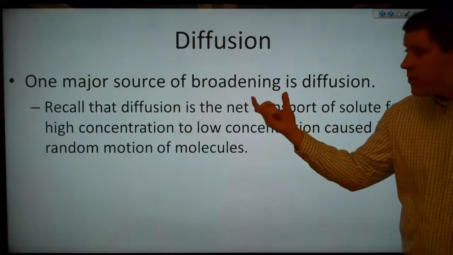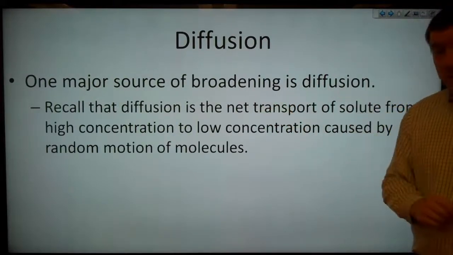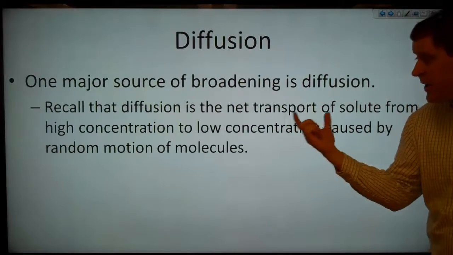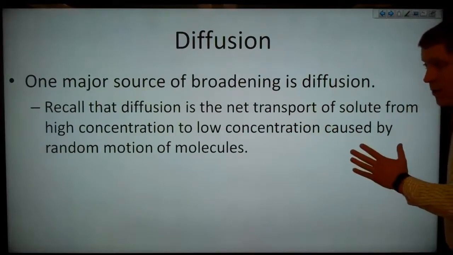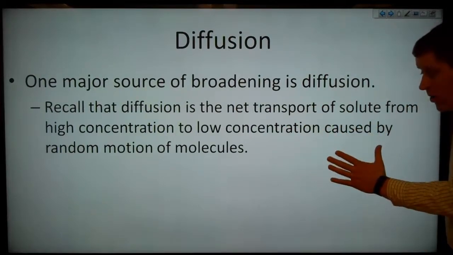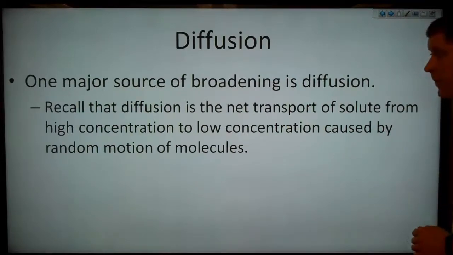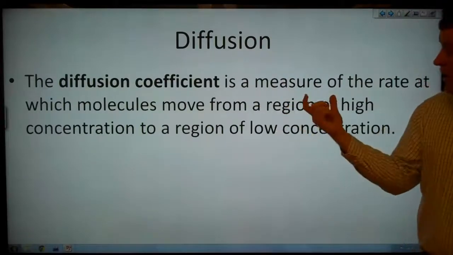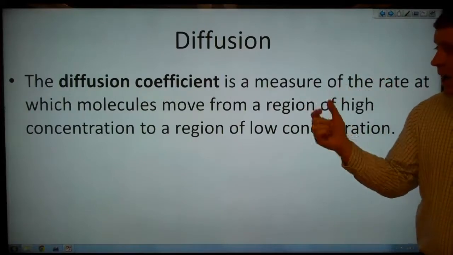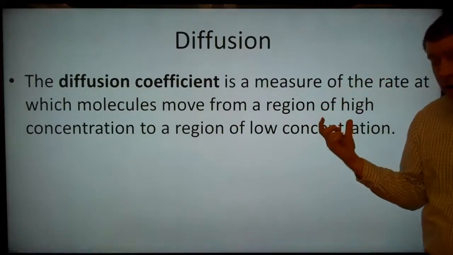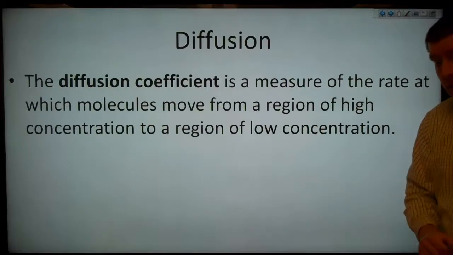One major source of broadening is from diffusion. Now remember that diffusion is the net transport of solute from high concentration to low concentration that's caused by random motion of our molecules. The diffusion coefficient is a measure of the rate at which molecules move from a region of high concentration to a region of low concentration.